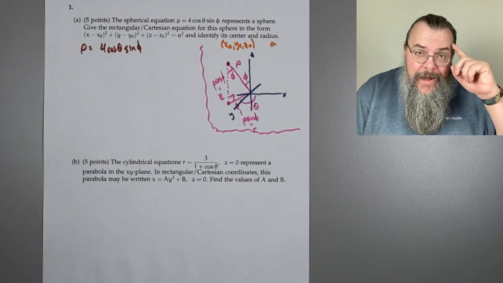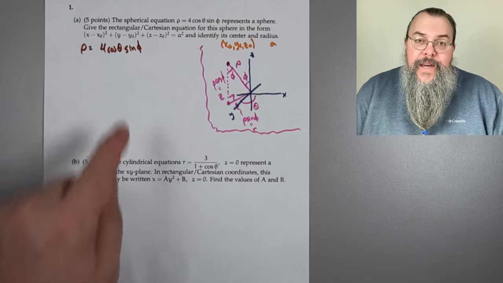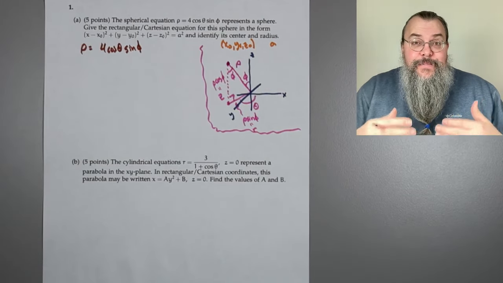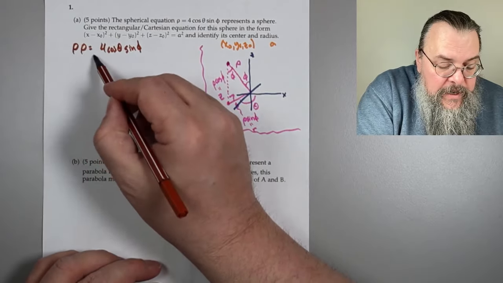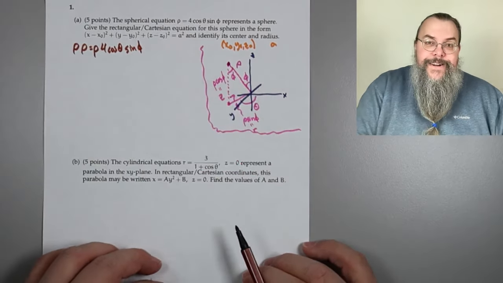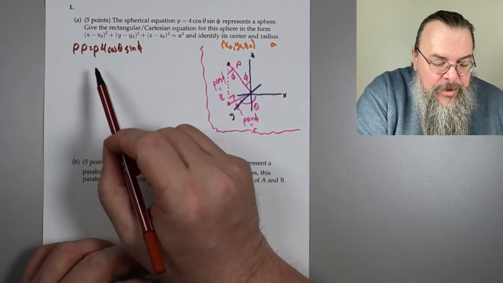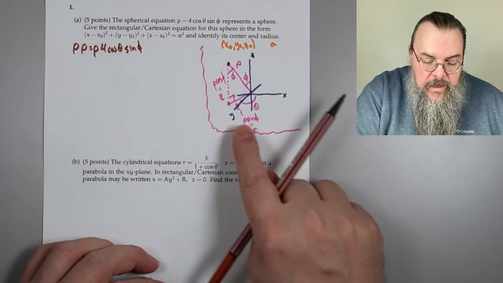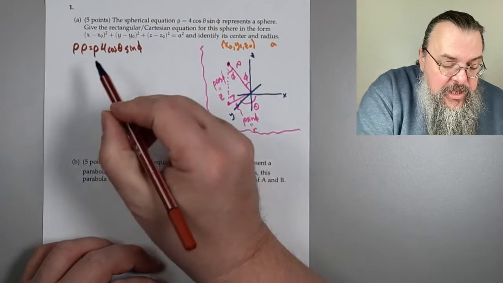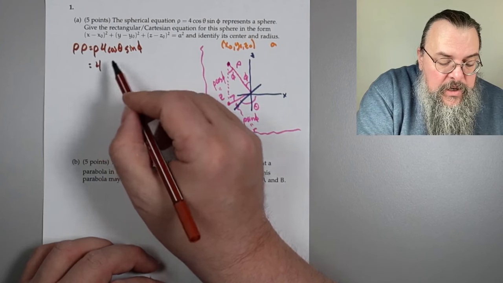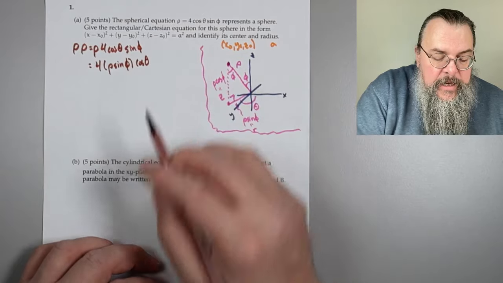Now, idea. We want rho squared over rho, and we need a rho on that side. So let's multiply both sides by rho. Doing that, we'll get rho squared. And we say, okay, how do we think about this? Well, we see sine phi and cosine phi, we multiply it by a rho, gives us something useful.